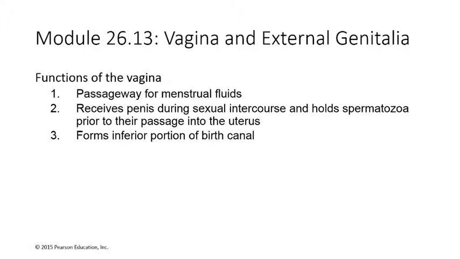The purpose of the vagina is multifunctional. One, for the passageway of menstrual fluids from the uterus. Two, to receive the penis during intercourse and receive the sperm, and also form the inferior portion of the birth canal.